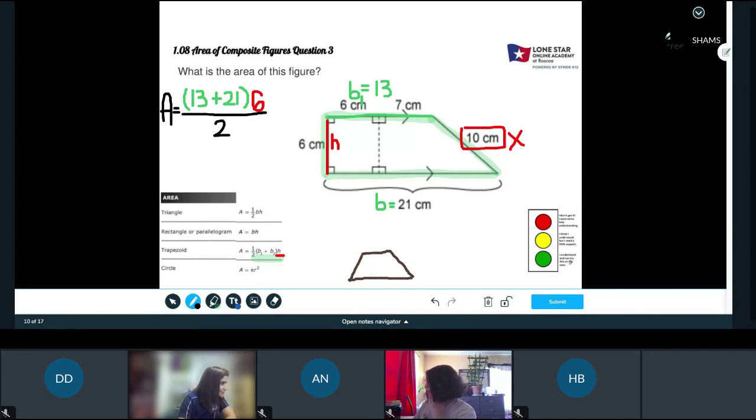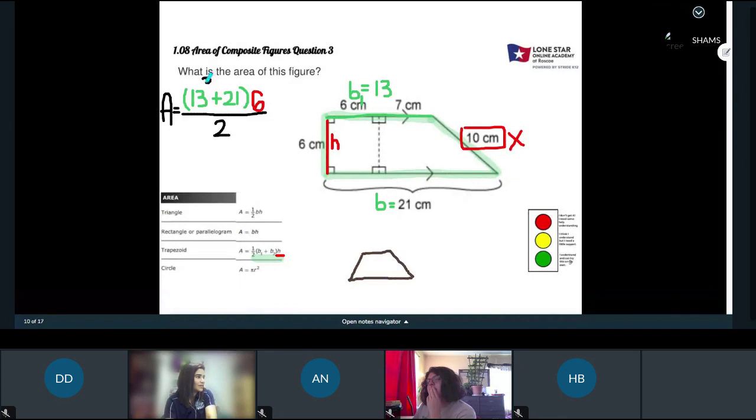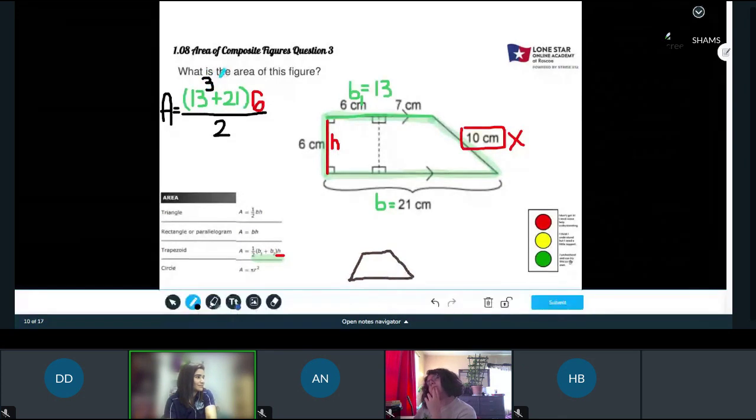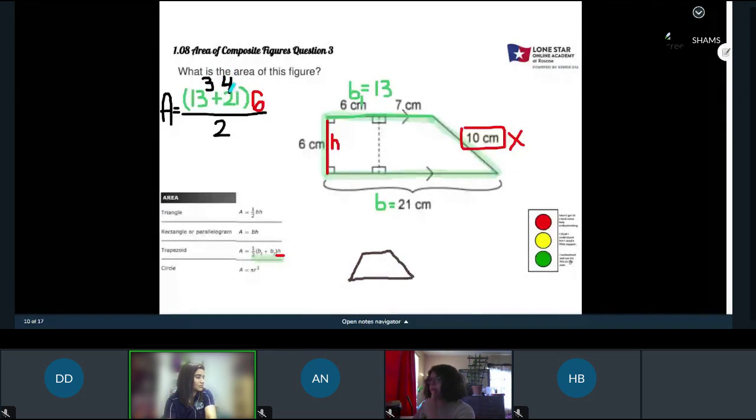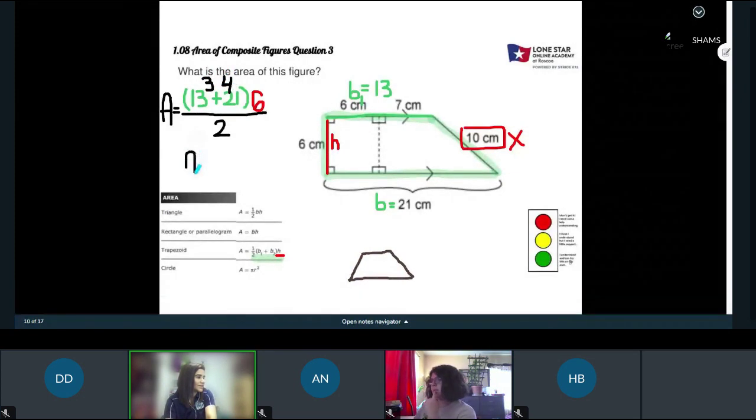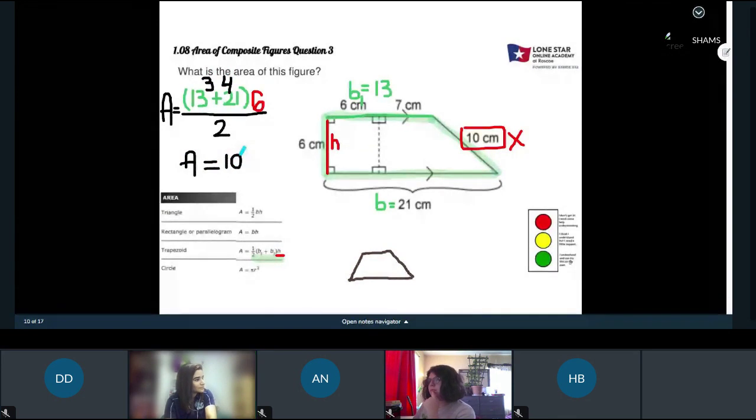Paige, you did it in smaller chunks. That's okay. You should still get the same answer. Because 13 and 21 makes 34, if you do 34 times 6 divided by 2, you should get an answer of 102. You should get an area of 102 squared centimeters. Let me know if anybody has questions.